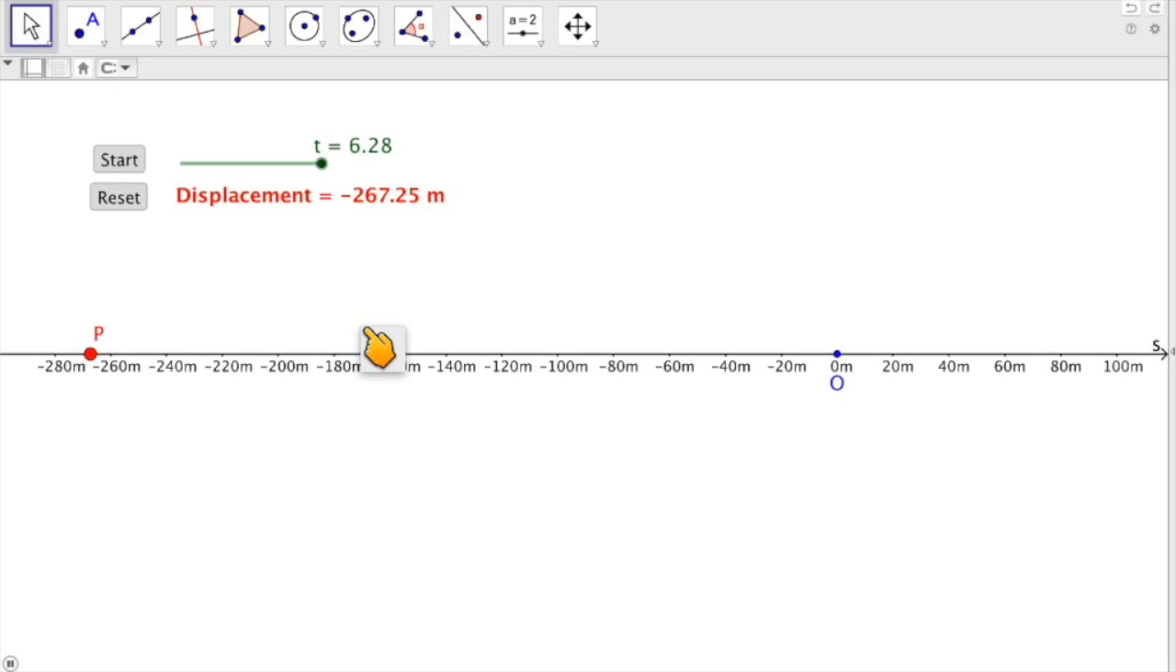So this gives me the displacement. This distance here is the displacement from the origin. The distance, going to here and then going back, gives me the total distance travelled. So you can just understand that. If I reset that and scroll through manually, you'll see when we get to about pi, which is about there, it starts to go back again.